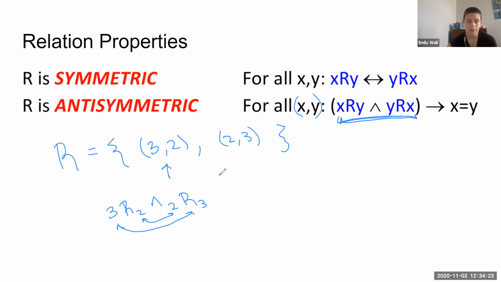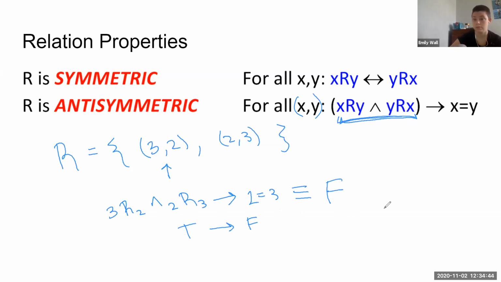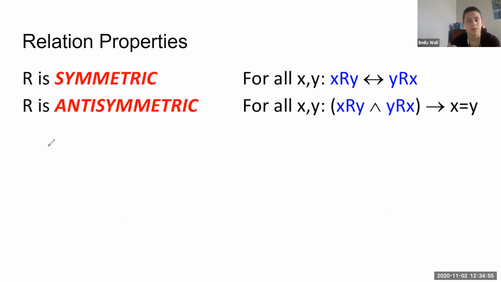Well, for this relation, it is true and true. So then I need to continue and ask, okay, does 2 equal 3? Now, what does this statement evaluate to? We have true over here implies false. 2 does not equal 3. Okay, so this whole thing is false, right? Which means this is a counterexample. We don't need to do any more work. This thing is not antisymmetric.